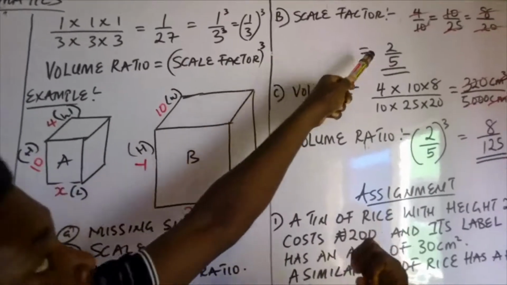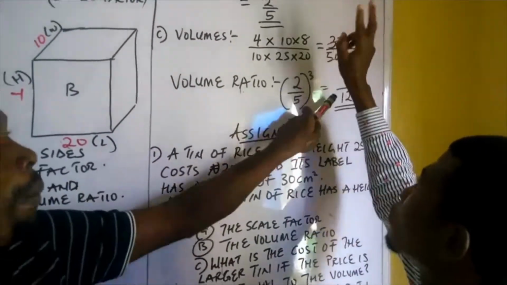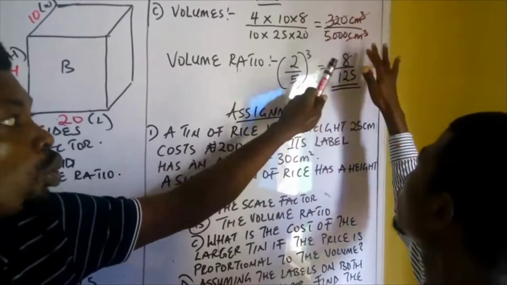Now if you go back to our principle that the volume ratio is the scale factor cubed, our scale factor is 2 over 5. The cube of it will come back and give us the same 8 over 125.